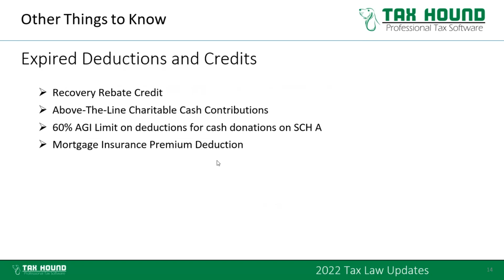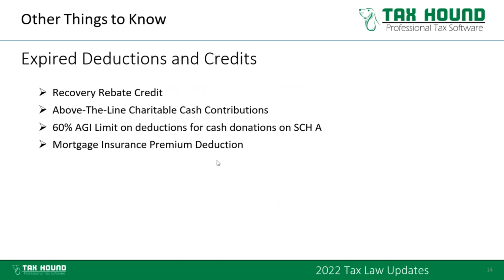The above the line charitable cash contributions, that was on the 1040. It would allow you to put charitable cash contributions for those people who were taking the standard deduction. That is currently set to expire at the end of the year, meaning it was not renewed for tax year 2022, at least not yet. Could it be before the end of the year? Yes, it's possible that it could be.